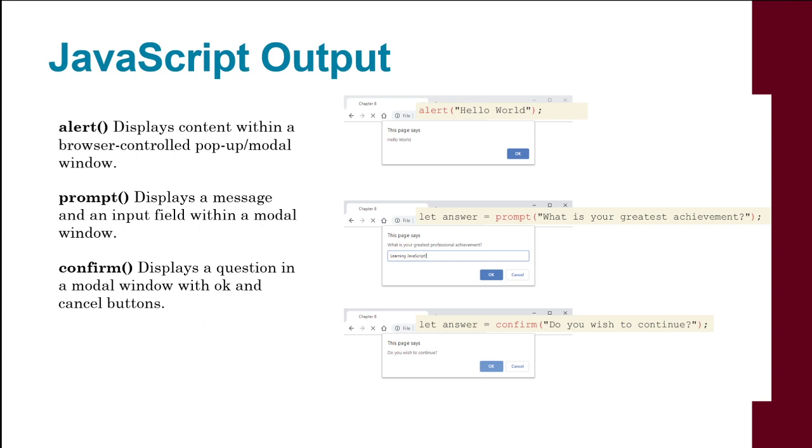A prompt is a pop-up window with an input field. So basically something you can type in there. And then a confirm is basically going to end up being like a Boolean, a yes-no answer. But it's a pop-up that displays a question, and then you're going to have an OK and a cancel. So your OK is the yes, the cancel is the no.